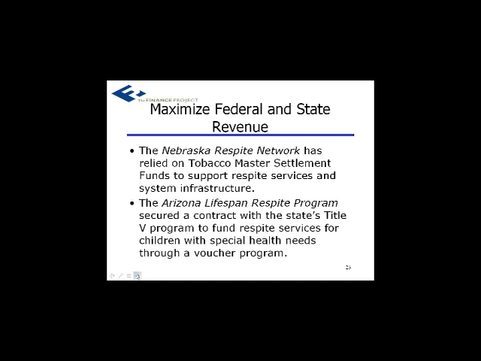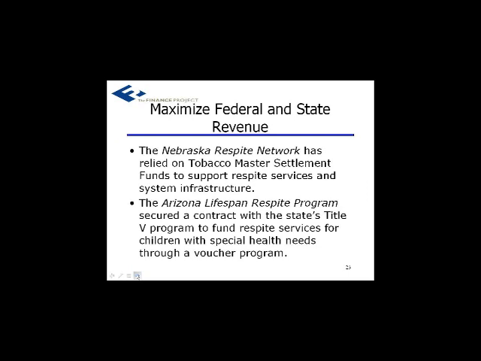So grant writing, but also leveraging other funding sources that perhaps have a broader use, like the Tobacco Master Settlement Funds. Those funds don't have a whole lot of restrictions on their use. They can be used to support a whole host of services, and the Nebraska Respite Network has been able to leverage those funds to support services, but also system infrastructure, which can be difficult to fund, as many of you know.